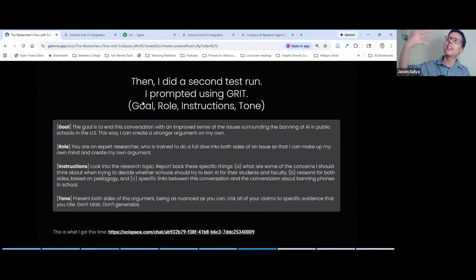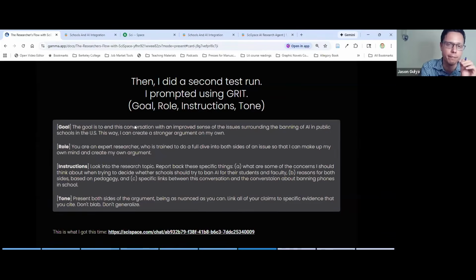And even when I looked at the response I just got, the tone gets to me, because it's just giving it to me in an AI tone of writing. So what I did here is I ran the same kind of query, but I gave it more specificity, right? The goal is to end this conversation with an improved sense of the issues surrounding the banning of AI in public schools in the US. This way, I can create a stronger argument on my own, right? So, this is what I want. If you're doing a research topic, let it know at the end of this chat, this is the ideal situation.